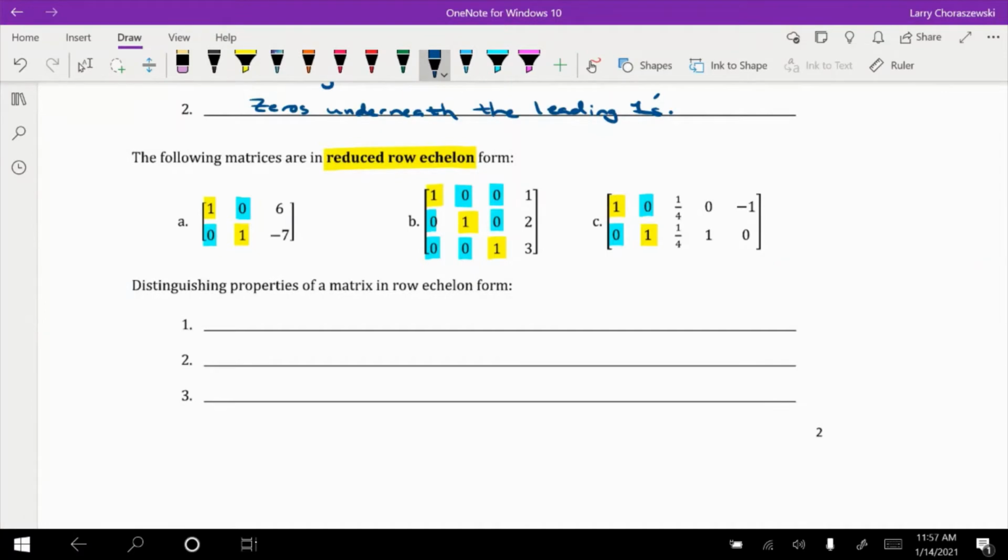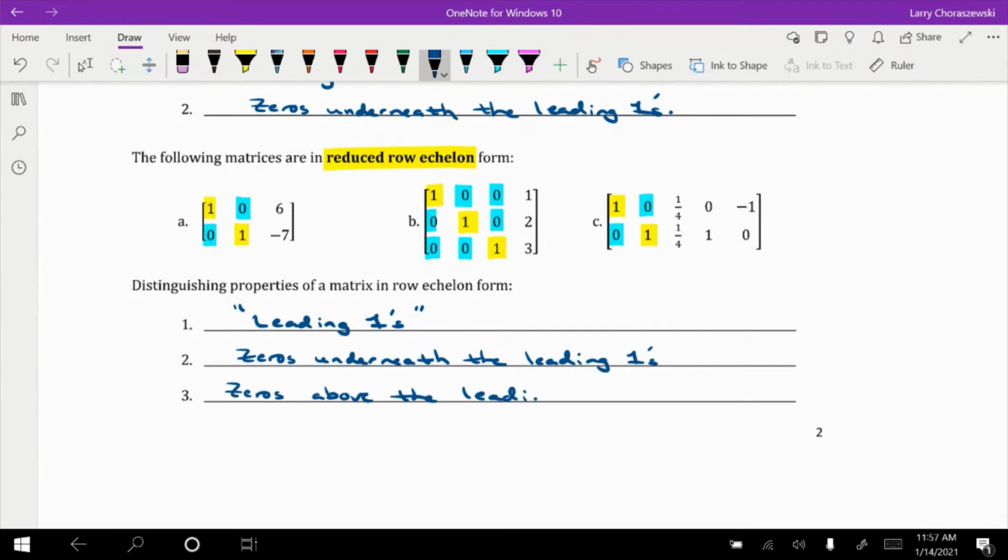Okay, so let's summarize this. So leading ones, zeros underneath the leading ones, but also zeros above the leading ones. Is that all making sense so far, folks?